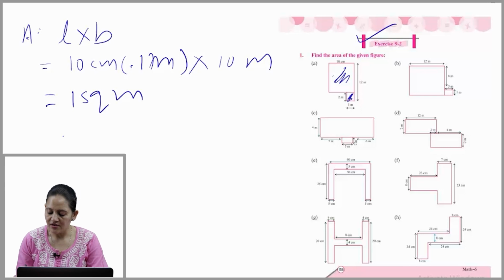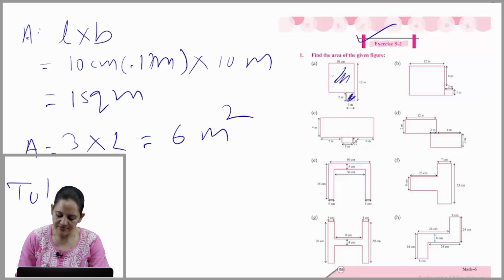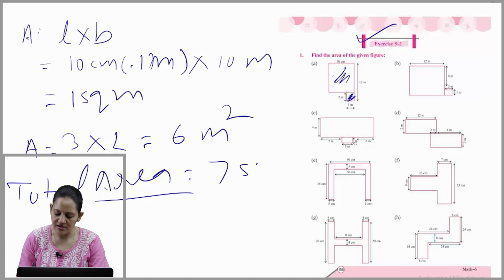Now area of this. So area is equal to again L into B. Here the L is 3 meter into B is 2 meter. 6 meter square. Clear? Or we can write 6 square meter. Add कर देंगे दोनों को. So total area क्या हो जाएगा? Total area is equal to 6 plus 1, that is 7 square meter. Clear?